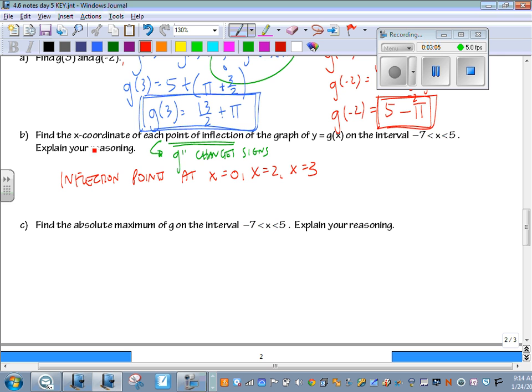And explain our reasoning, because what we figured out to determine this, because the second derivative changes from positive to negative or negative to positive.